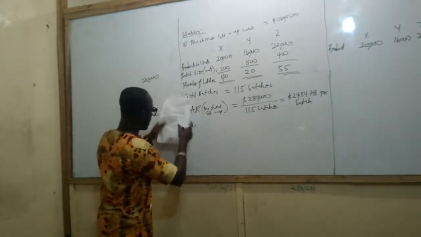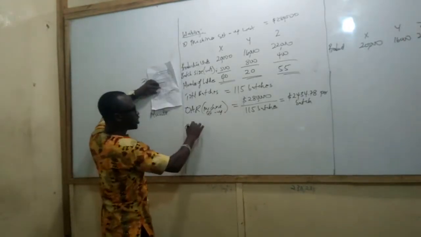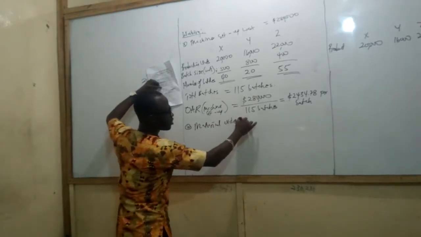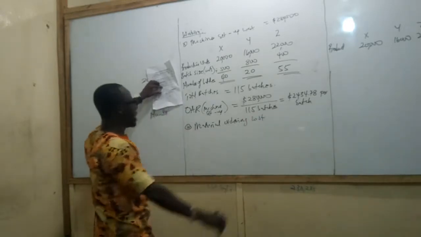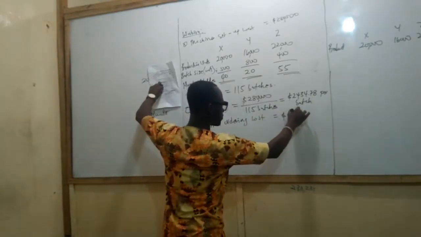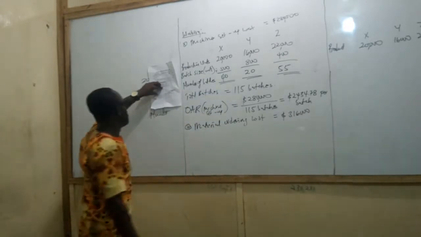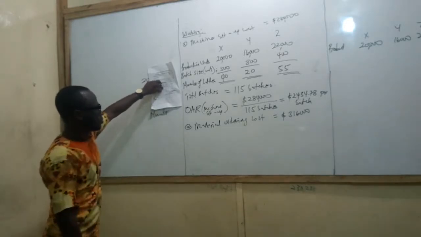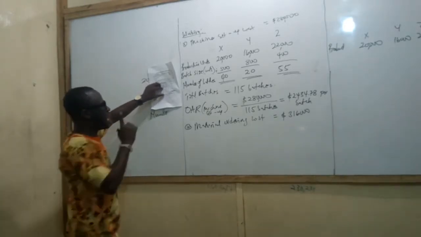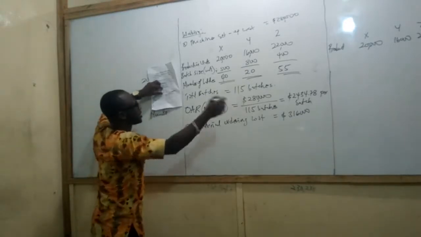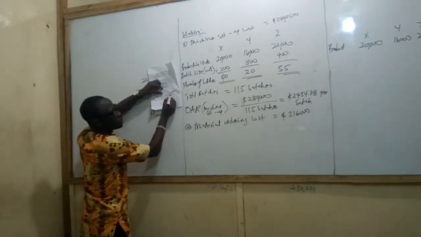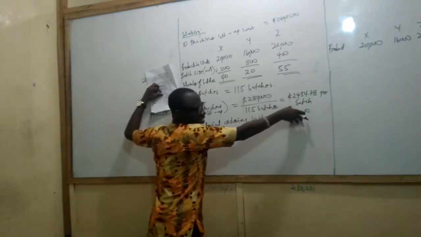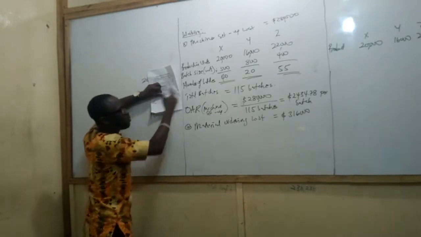The second item there is material ordering cost. What is the total given there? Material ordering cost. What's the total? 316,000. How did they say we should share that? Number of purchase orders. Listen carefully. We are going to be sharing this using the cost driver, number of purchase orders.